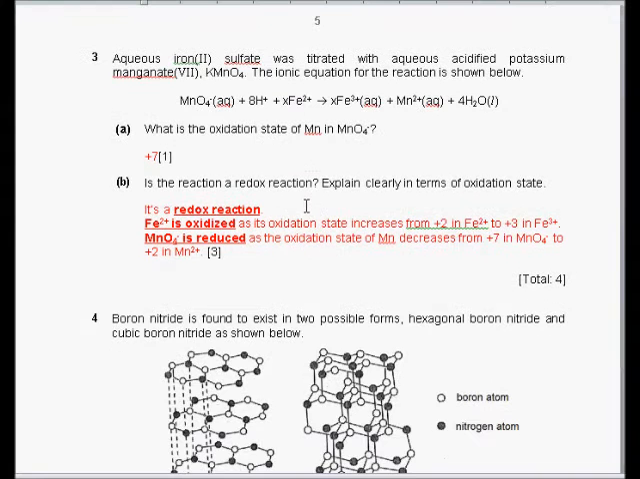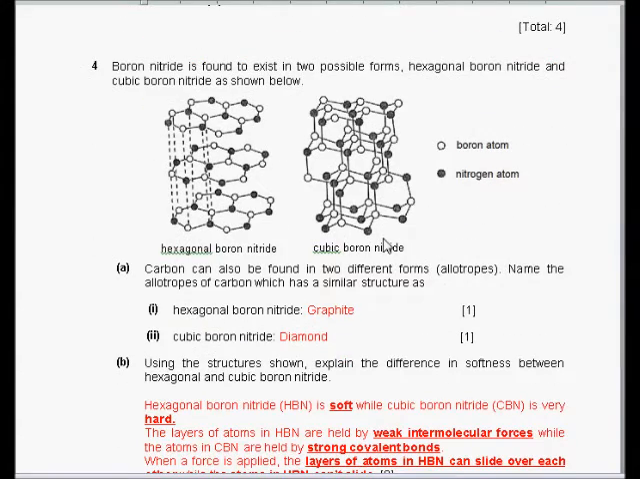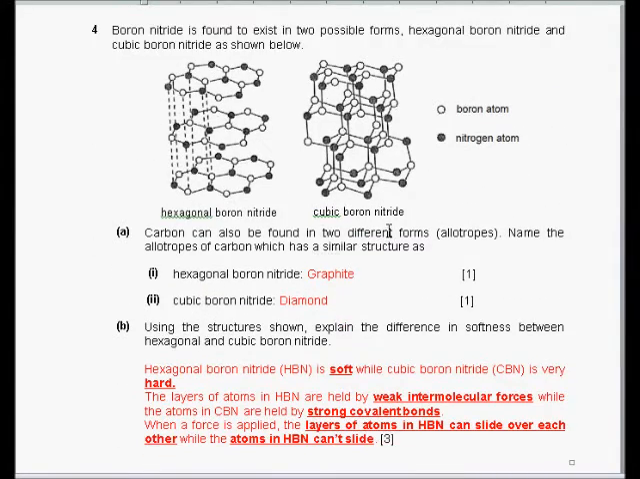And then the second question: is the reaction a redox reaction? Explain clearly in terms of oxidation state. So of course you have to tell me whether it is or it is not a redox reaction. Then after that you have to explain, if it is a redox reaction, which is clearly in this case, you have to tell me which substance is oxidized, why in terms of oxidation state, and which substance is reduced, why in terms of oxidation state. 3 marks.